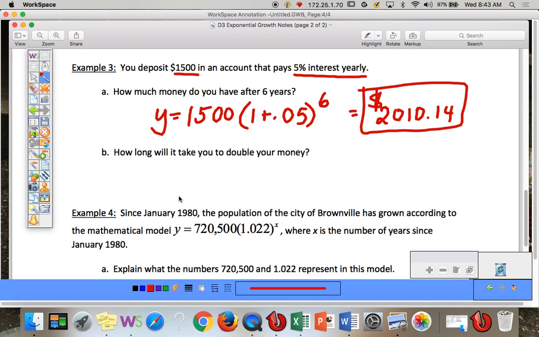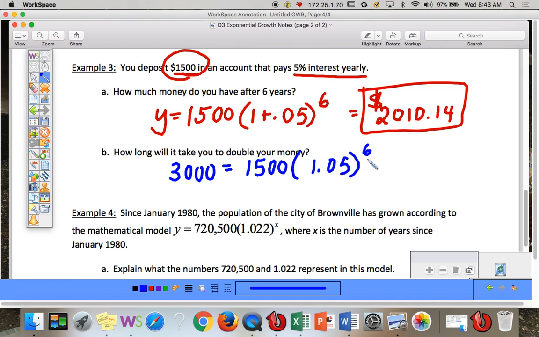How long would it take you to double your money? Okay, so we have to think doubling our money. What's 1,500 if you double it? Well, that's 3,000, which equals 1,500 times 1.05 to the x, well, we don't know how many years. And so here we're solving for x.